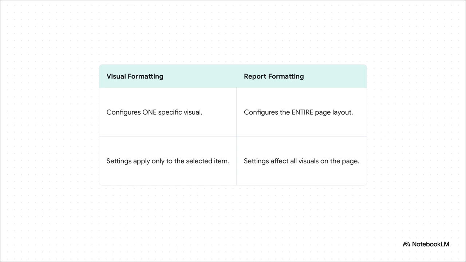And right here, this is a really critical distinction to understand. Formatting a visual means you're changing one specific chart, but formatting the report, that affects the entire page. Think of it like this. Are you just decorating one room, or are you designing the blueprint for the entire house? That's the difference we're talking about.